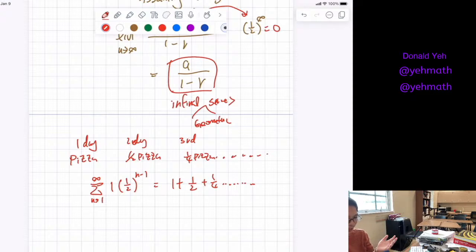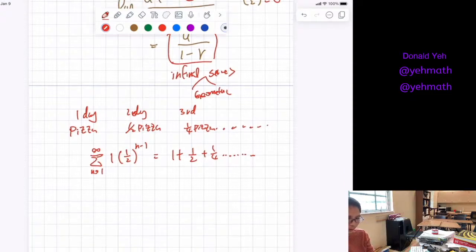To find the total, all you've got to do is plug in the 1 on the top over 1 minus 1/2. Then that's equal to 1 over 1/2, which is 2 pizzas. First day you eat 1 pizza. Second day you eat half of the pizza. The third day you eat half of that. You get 2 pizzas eventually.